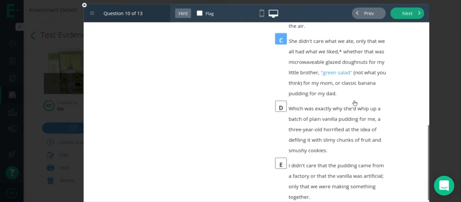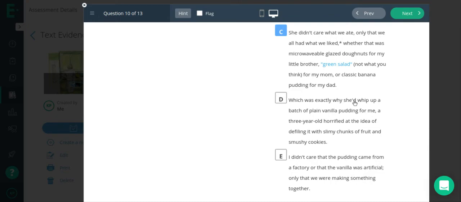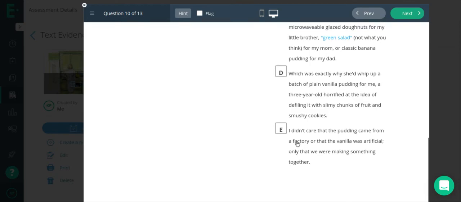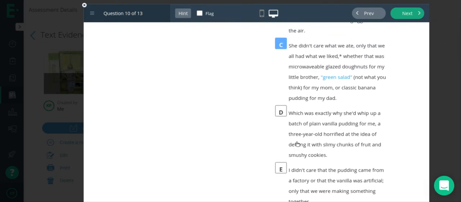All right. "Which was exactly why she'd whip up a batch of plain vanilla pudding for me, a three-year-old horrified at the idea of defiling it with slimy chunks of fruit and smushy cookies." Okay, well, I actually think this is good. Let's think about this. It kind of shows that she tries to give people what they like again. Okay, so let's go with that.